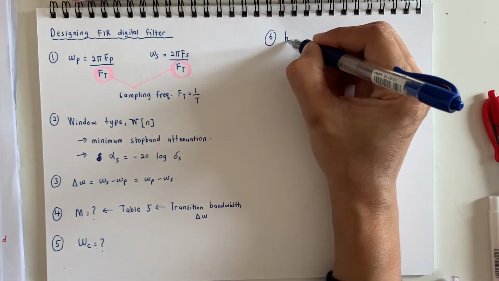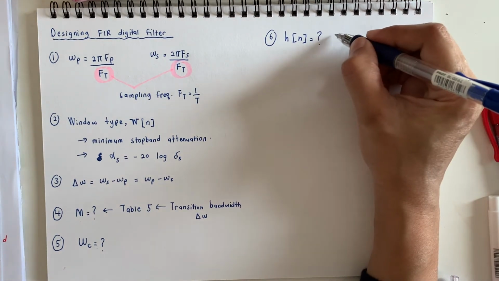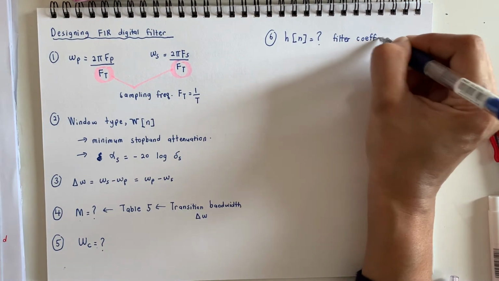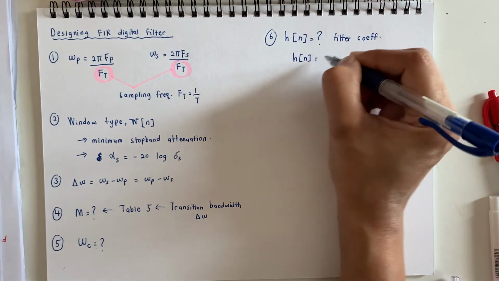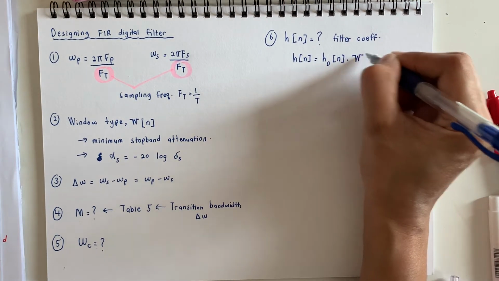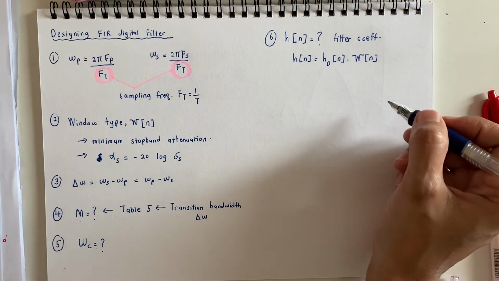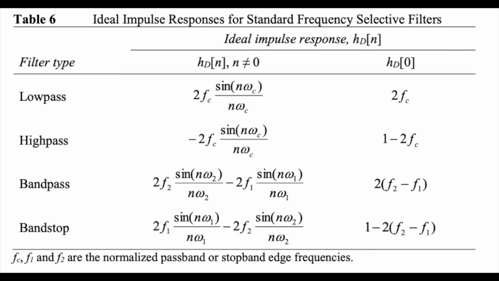Next, you need to determine your filter coefficient. When we talk about the filter coefficient, you need to determine your h[n]. How to get h[n]? h[n] is equal to h desired [n] times your window function. For h desired [n], you need to refer to table number 6, and the window function you can get from table number 5.